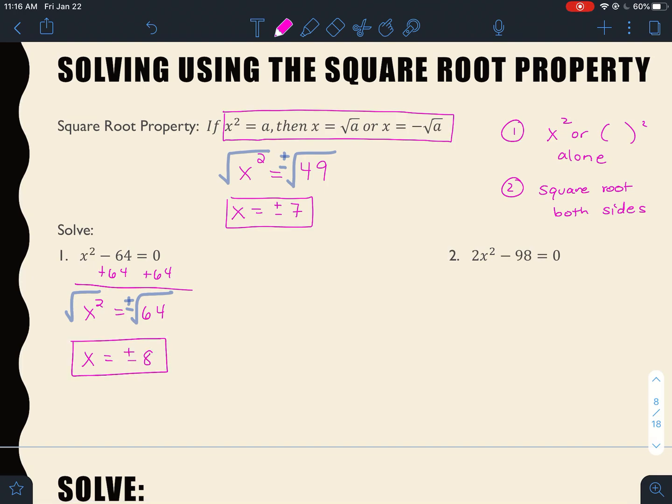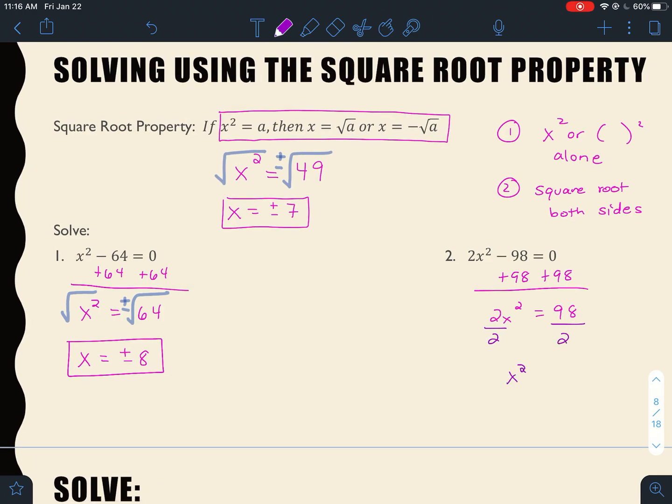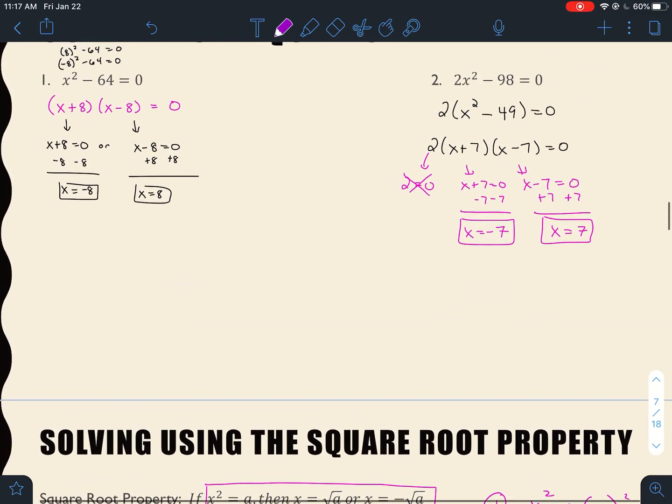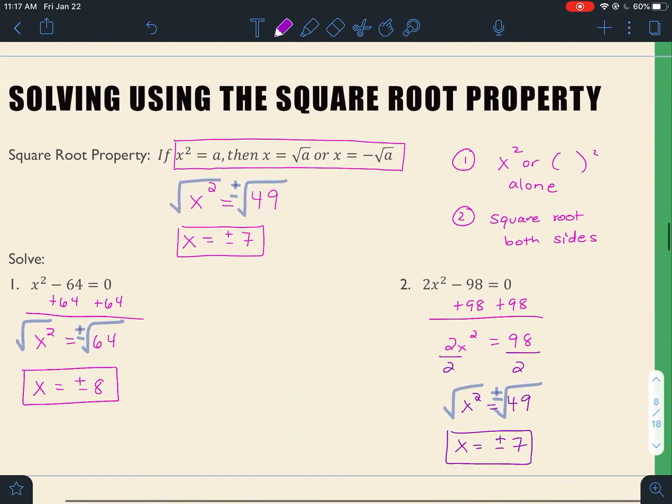Or on number 2, 2x squared minus 98 equals 0. Get that x squared by itself, so add the 98 over, and you would have 2x squared equals 98. Then divide both sides by 2, and you get x squared equals 98 divided by 2 is 49. Then take the square root of both sides, and again, put the plus or minus when you invent that square root. So x is going to be plus or minus the square root of 7. And notice those are the exact same solutions that we got up above when we factored and solved.